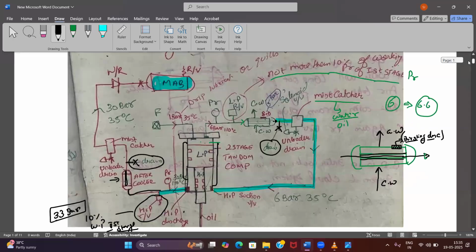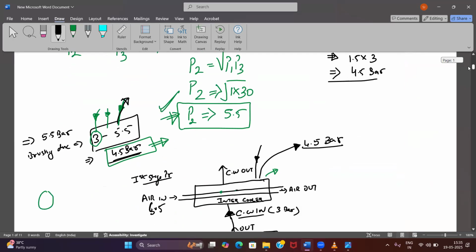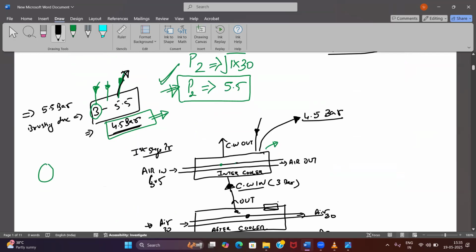Now we come back to the question itself. Why this? If it is not given, what is going to happen? Suppose this 30 bar air starts to leak out. What do you think is going to happen? Don't you think if I don't have any safety mechanism, my chances of my cooler bursting is more? 30 bar is not a small quantity.